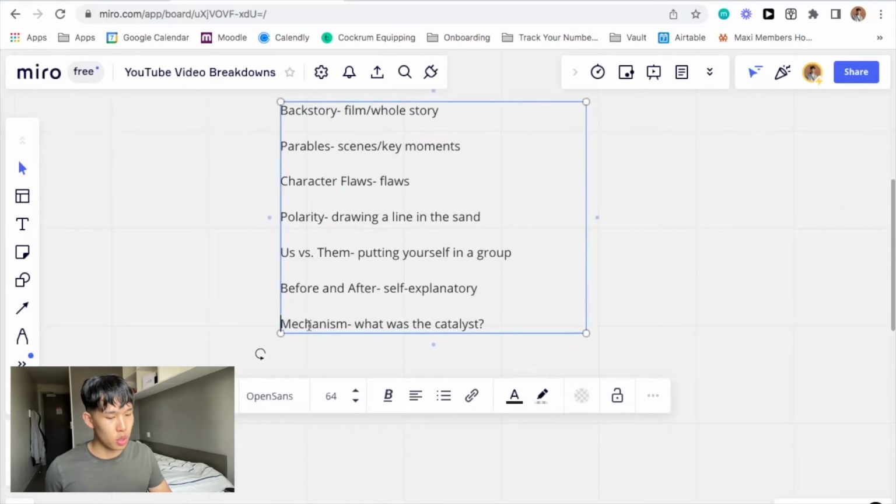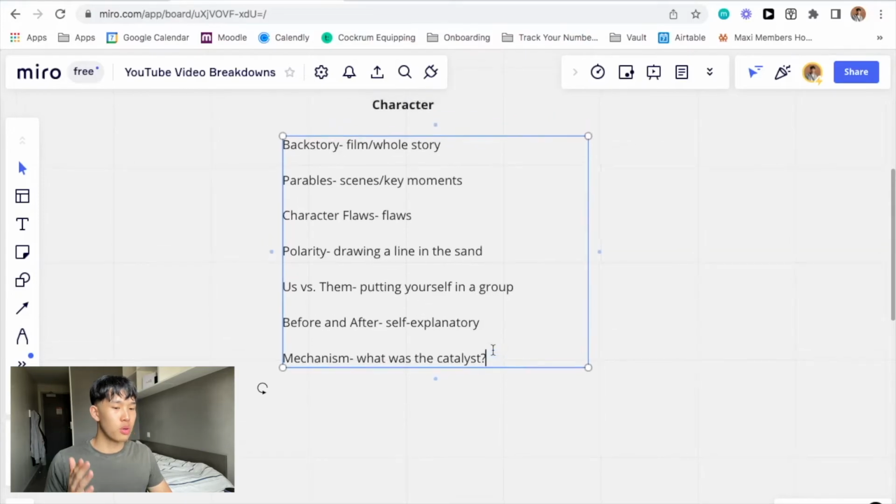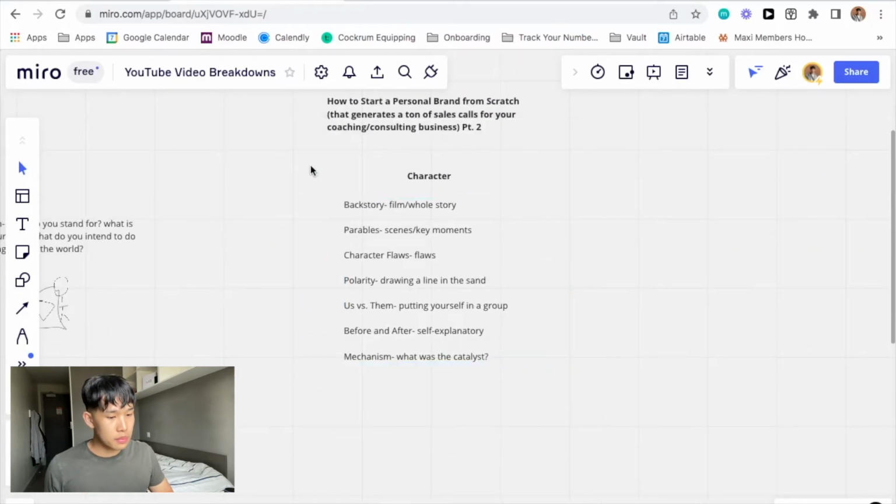And then the mechanism is important, obviously, because that's how you get people to buy into your service or whatever you're coaching or consulting on, because it's helped you, so they're going to see in their own eyes how it's going to help them. So that's pretty much it.